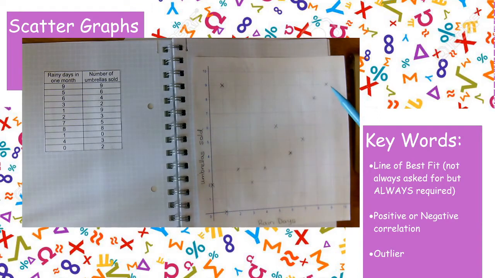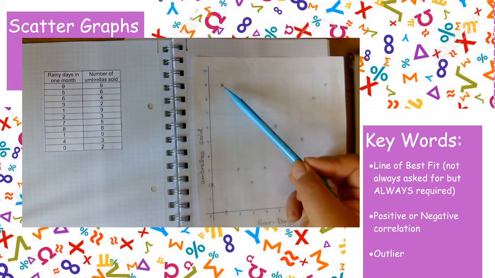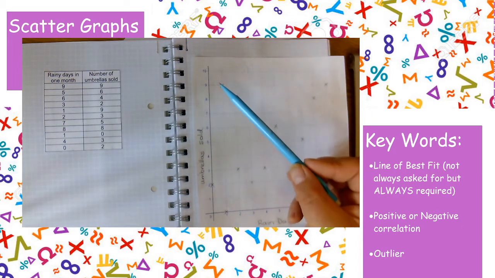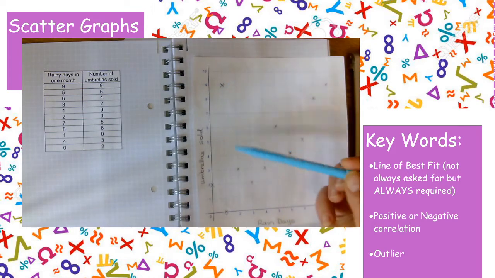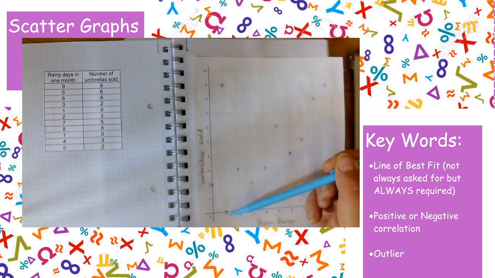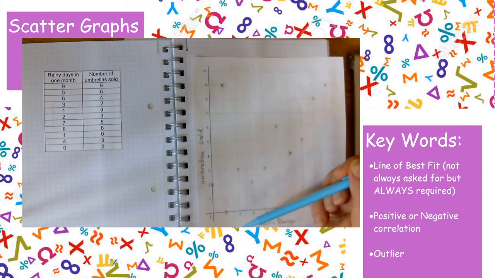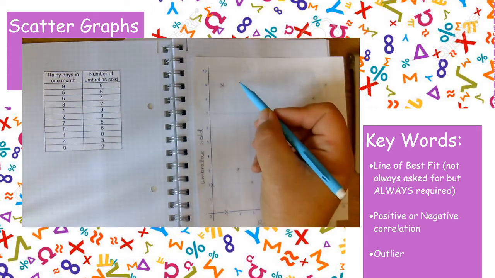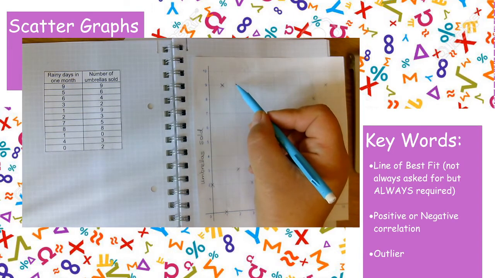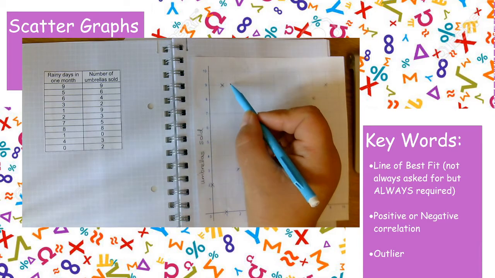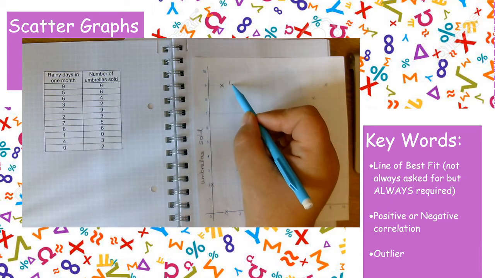You can see the majority of the crosses are down in this portion of the graph here, forming a pattern. This cross here would be considered an outlier because more umbrellas have been sold on fewer rainy days in one month. You may be asked to identify an outlier by giving its coordinates, and the coordinates of this cross here are 1, 9.